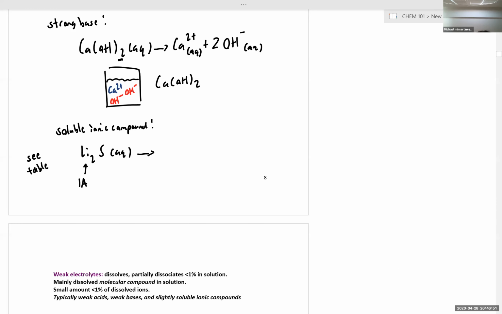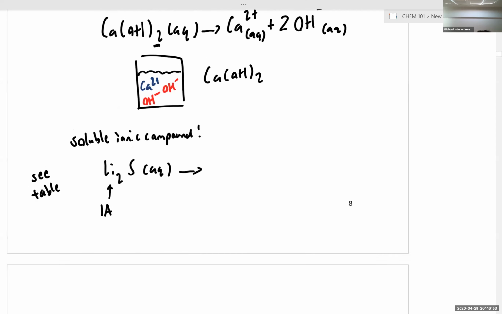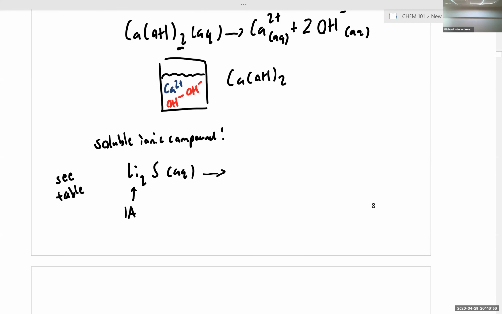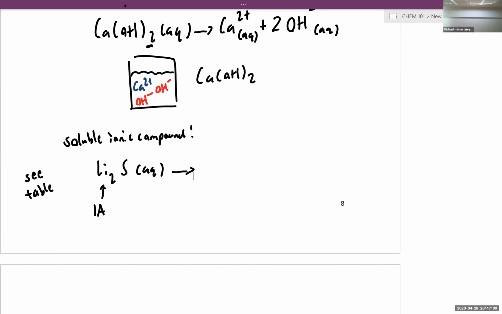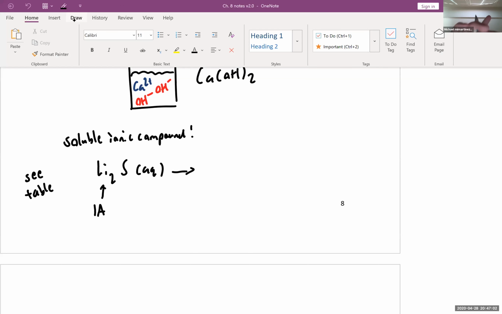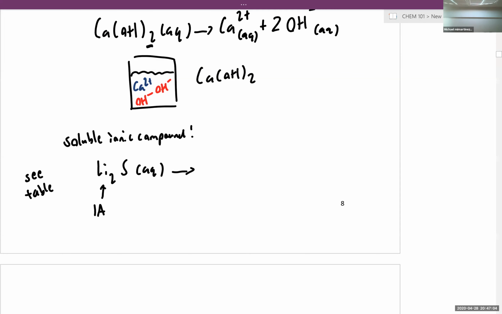Okay, perfect. Let me just zoom back in. And just as a refresher, lithium sulfide is going to break down into its component ions. So in this case, we'd have 2 lithium plus and S2 minus, both of which get the aqueous symbol.